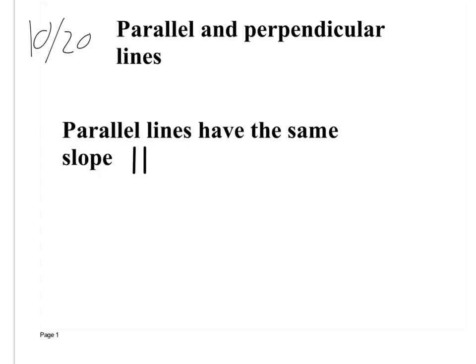Do those tracks ever cross? No, if they did, the train wouldn't be able to stand on them, right? It would fall off. There would be a problem. So, parallel lines never cross each other. They stay side by side the entire time. Okay?